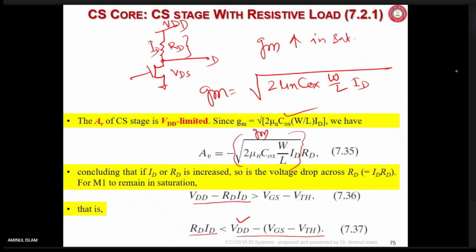So the AV of CS is VDD limited. Why is it called VDD limited? The voltage gain of the CS stage is VDD limited, since GM equals to square root of 2 mu n COX W by L into ID. So we have AV equals to this.